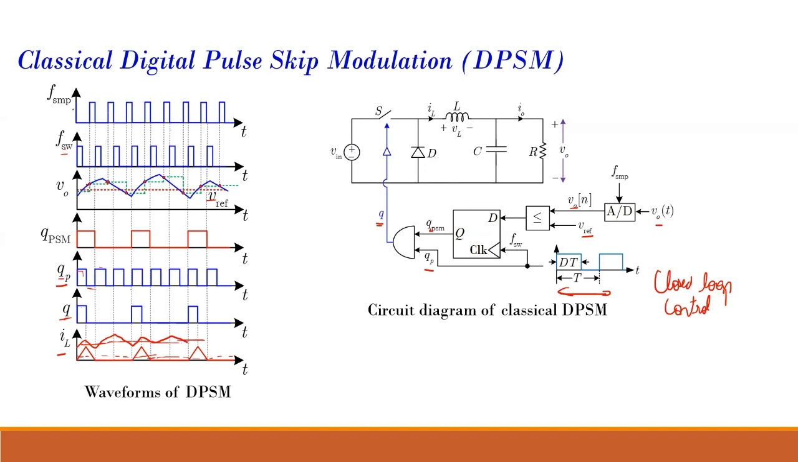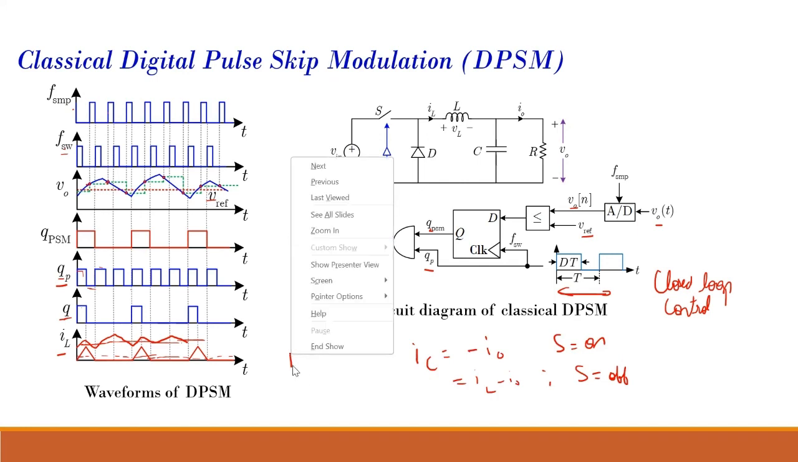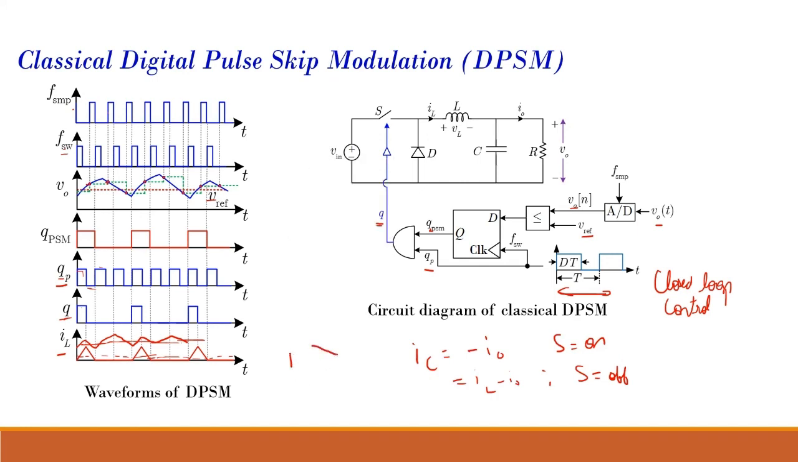Beyond that, at least for a boost converter, it is not recommended, because for a boost converter the capacitor current is minus I0 when the switch is on, and it is IL minus I0 when the switch is off. So what happens? The capacitor current waveform is discontinuous. It will reduce to minus I0, and when the switch turns off, it will go like this and reduce further. Again, it will be some waveform like this.